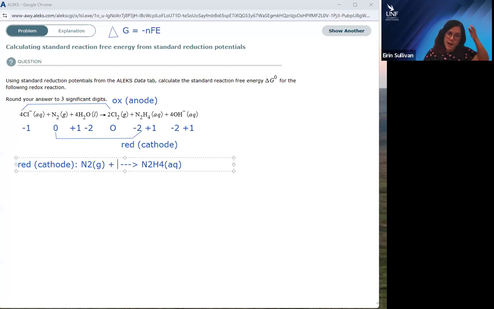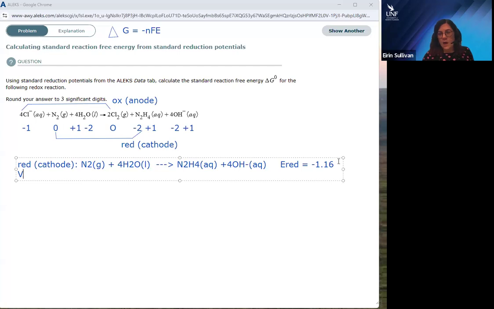So if I go ahead and balance the hydrogens by adding H plus to the left-hand side, then I'm going to have to add OH minus to both sides, so that will give me water on the left-hand side. So I end up with H2O liquid on the left-hand side and excess hydroxide on the right-hand side, which I think is going to balance my overall equation that we've been given. That's kind of handy. So that's going to be my reduction half reaction, and my reduction potential for that, if I look it up, is going to be minus 1.16 volts. Okay, so there's my standard reduction potential for that one.